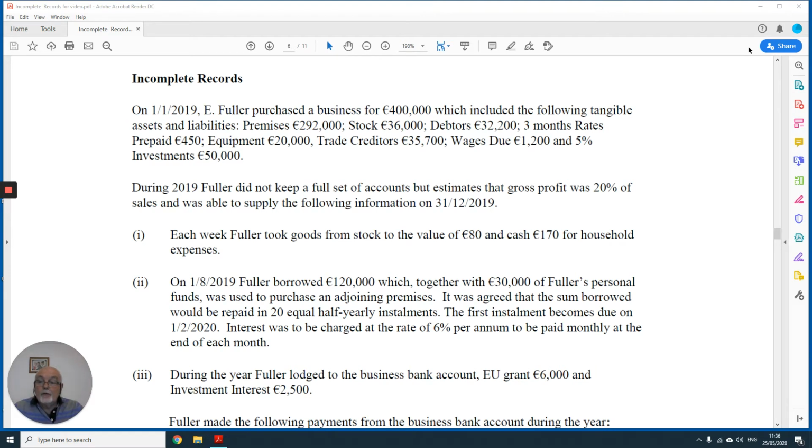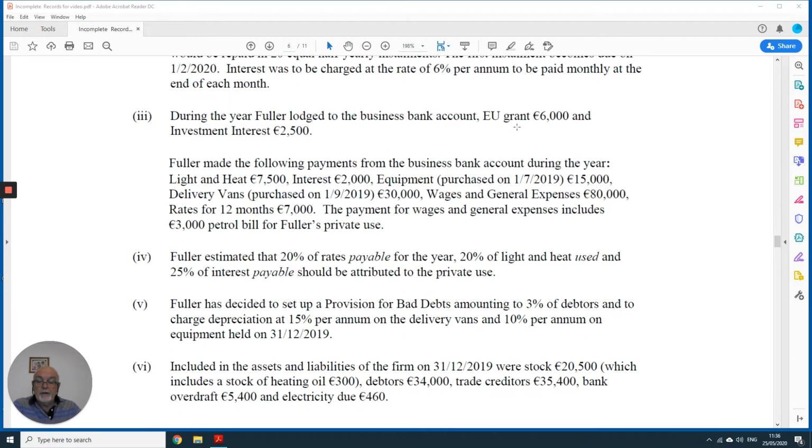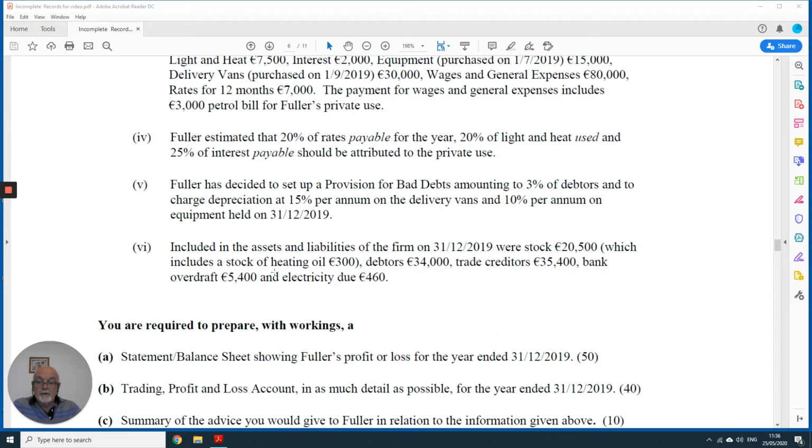Hello again. We're going to have a look now at incomplete records to be solved using the net worth method, or the so-called working back method. We've just completed some videos on describing how to do the control account method. And we recall that in control accounts with debtors, you have opening debtors, as we have in this question. At the start of the year, the debtors owe us 32,200. And at the end of the year, in the final paragraph, we see the debtors owe us 34,000.